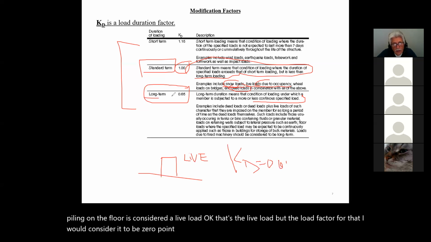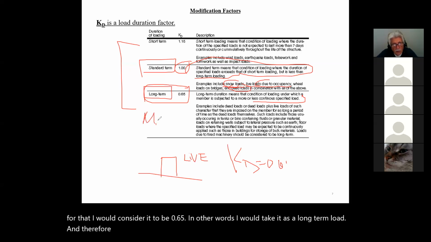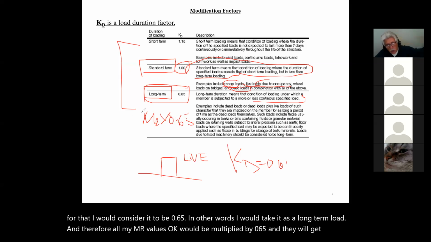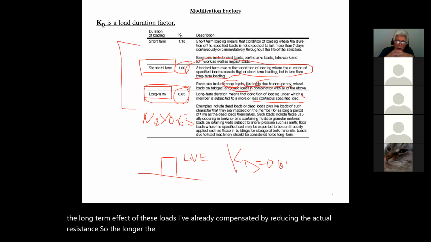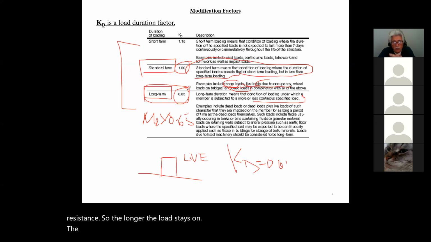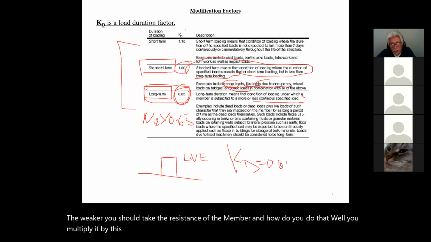In other words, I would take it as a long-term load, and therefore all my MR values would be multiplied by 0.65, and they would get reduced. So the long-term effect of these loads, I've already compensated by reducing the actual resistance. So the longer the load stays on, the weaker you should take the resistance of the member. And how do you do that? Well, you multiply it by this factor here, 0.65.